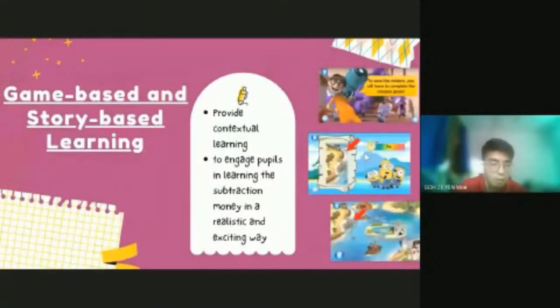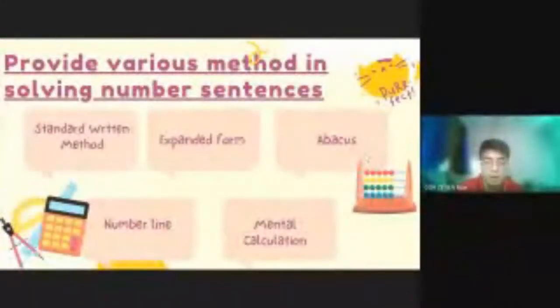Game-based and story-based learning. In this project, we provide games and stories. Okay, this can provide contextual learning to engage the pupils in learning subtraction of money in a realistic and exciting way. It provides various methods in solving number sentences. There are 5 methods inside this project: standard written method, expanded form, abacus, number line, and mental calculation.